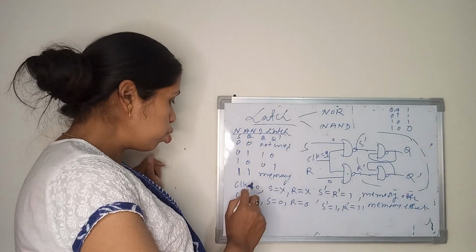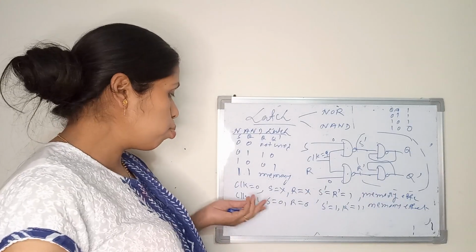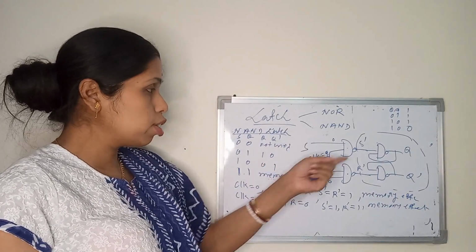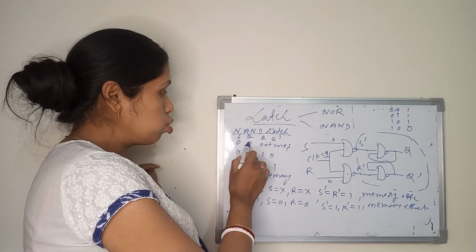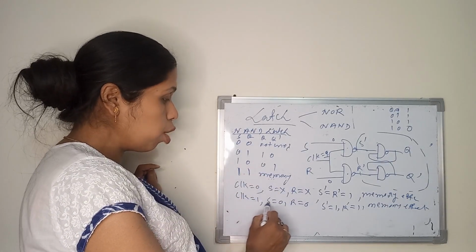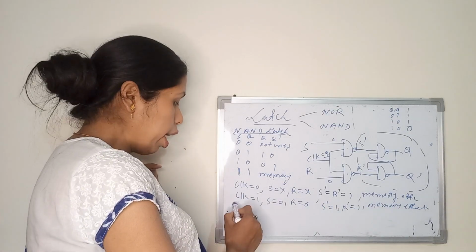Now you see, with clock 0, any combination is giving the memory effect. With clock 1, if S and R both inputs are 0, then also memory effect. So for the NAND latch, 0 0 is not used, but for the NAND flip-flop, 0 0 means, if the clock is activated, then it is memory effect.